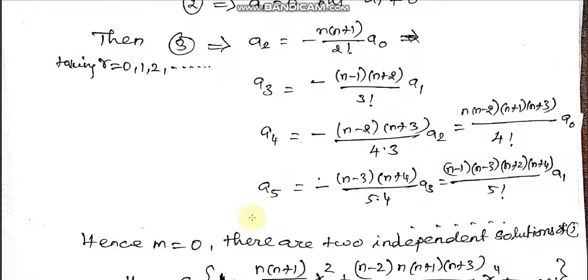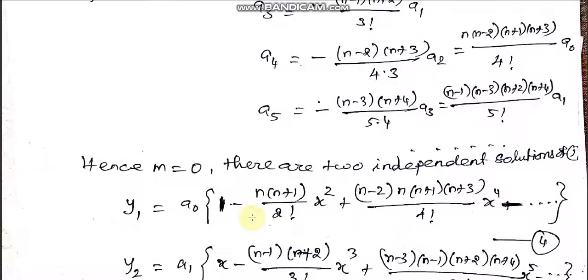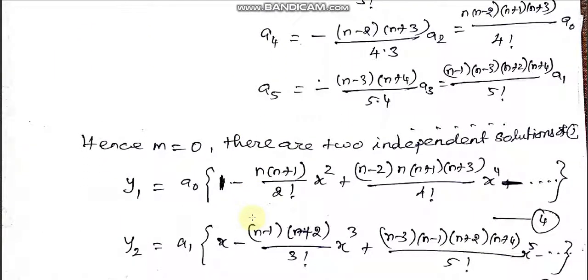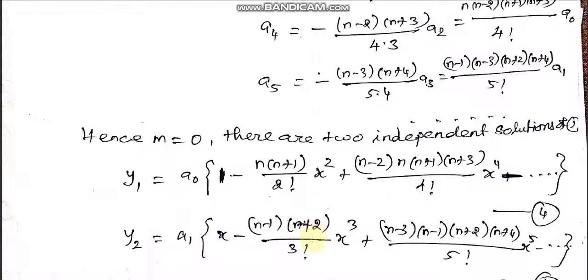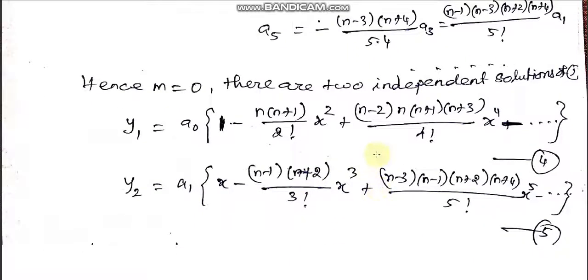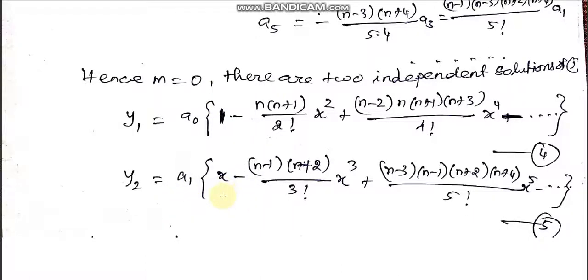Hence m equal to 0 gives you two independent solutions. That means in terms of a0 one independent solution, in terms of a1 another independent solution. Let us take these two independent solutions as equation 4 and equation 5. Equation 4 is in terms of a0, equation 5 is in terms of a1.